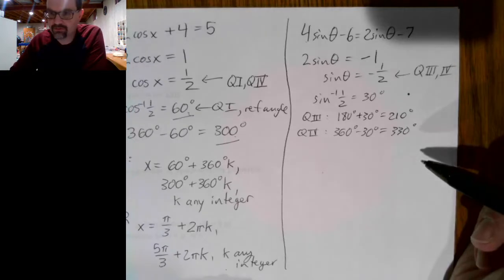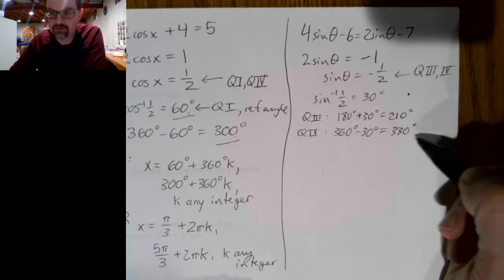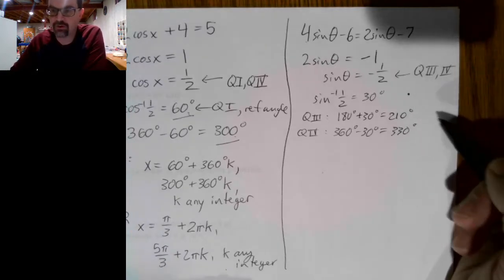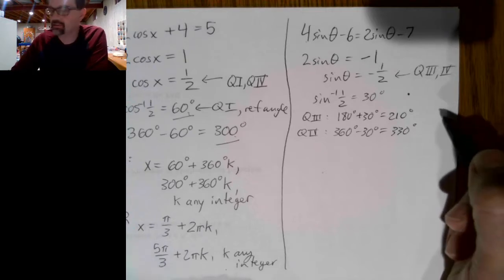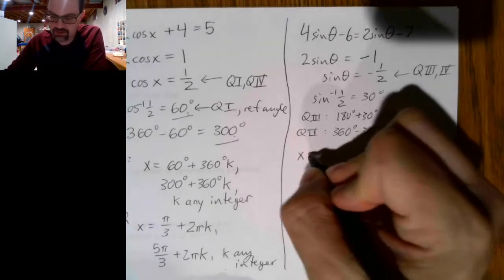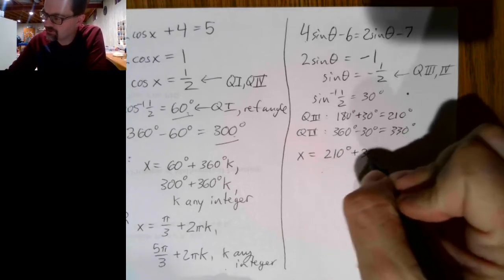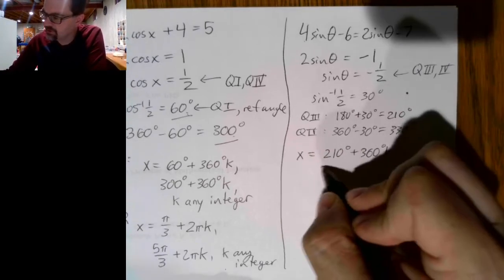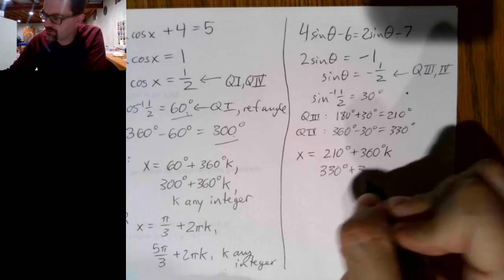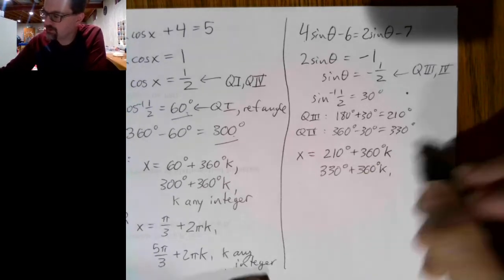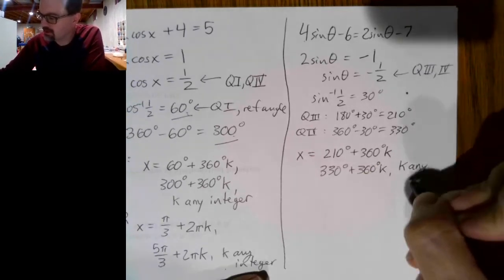But then, like the previous problem, those are our basic answers. Those are the 2 solutions in our standard range from 0 to 360. So now, x equals 210 plus 360k, 330 plus 360k, k any integer.